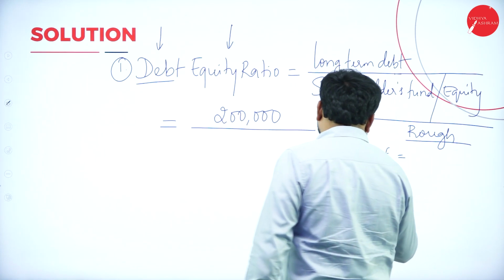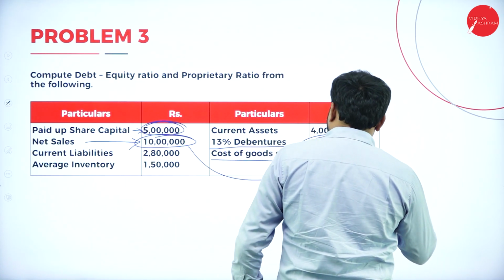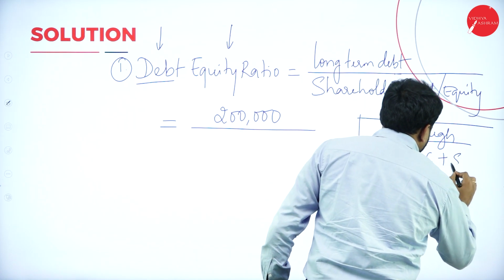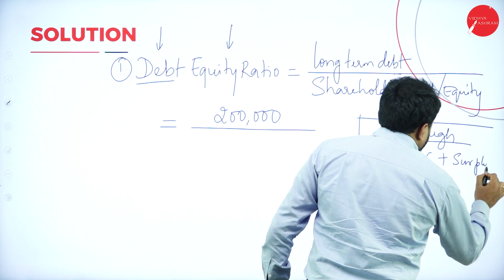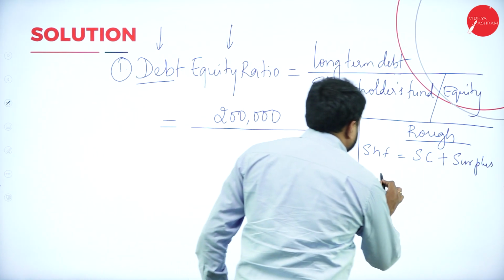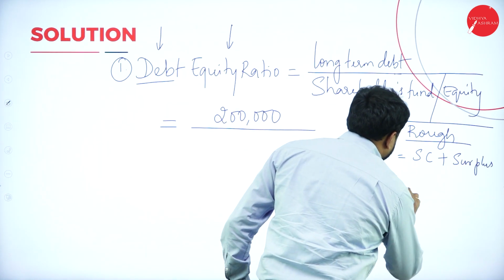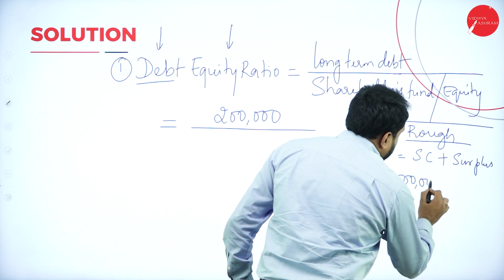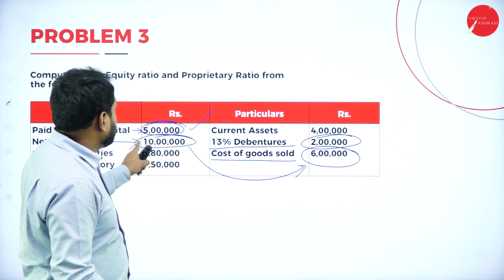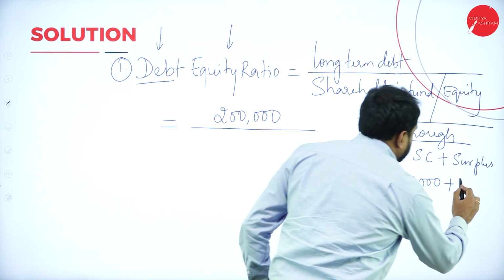So we have something like this. Shareholders fund, it is divided like this. We have paid up share capital, that is, here we'll write share capital, plus we have something called surplus. Now the surplus is from what? The profit and loss account itself. So I'll write here share capital is equal to 5 lakh. Done. Plus how much is the surplus here? The surplus here is 10 lakh minus 6 lakh is 4 lakh. So I'll write here 4 lakh.